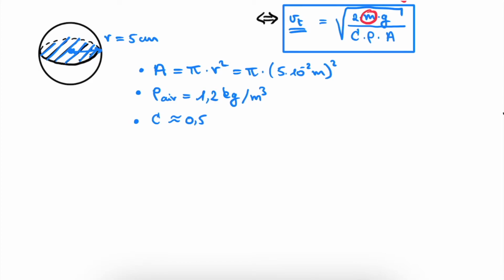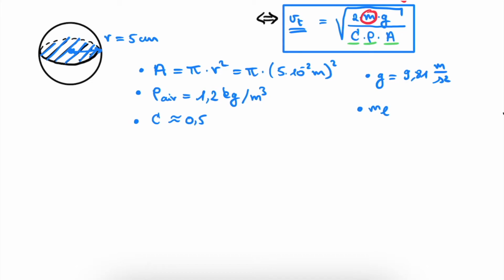So what else do we need? Well, we have our surface, we have our density and our aerodynamic constant, and we see that we need two more quantities, namely the mass and the gravitational constant. The gravitational constant we know already to be 9.81 meters per second squared. And now we need the mass of our object, which in this case will be two masses, the two masses of the balls that we are comparing.